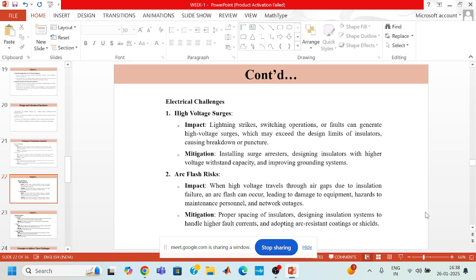The second main challenge is arc flash risk. When high voltage travels through air gaps due to insulation failure, an arc flash can occur, and that is known as corona. We all know that. It leads to damage to equipment, hazards to maintenance personnel, and network outages. To mitigate it, we use proper spacing of insulators, design the insulation system to handle higher fault currents, and adopt arc-resistant coatings or shields.